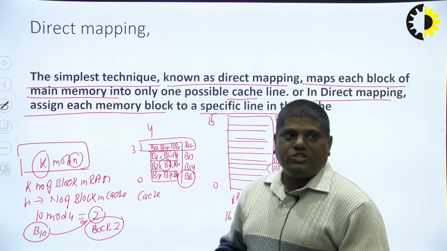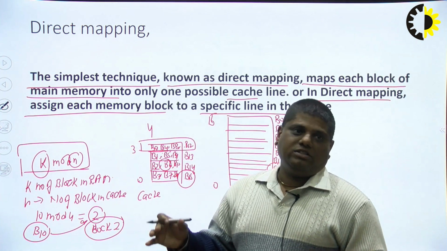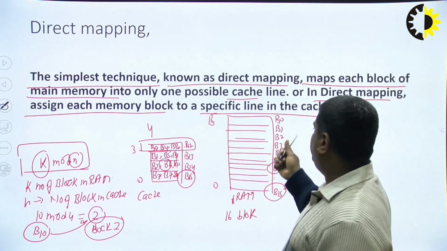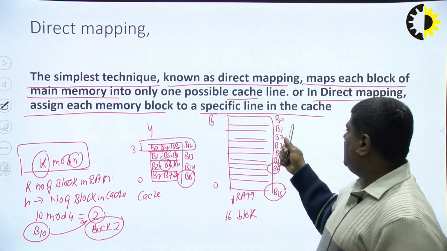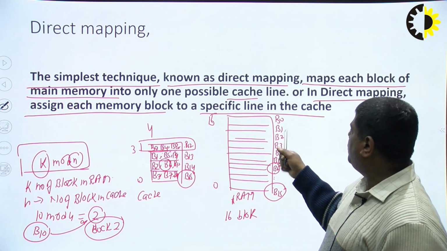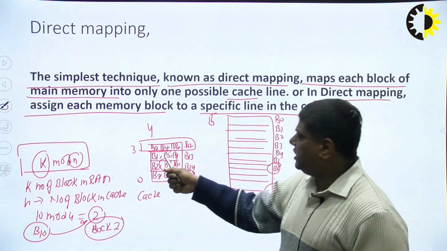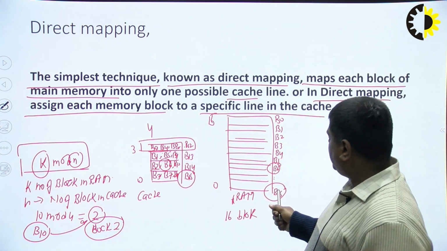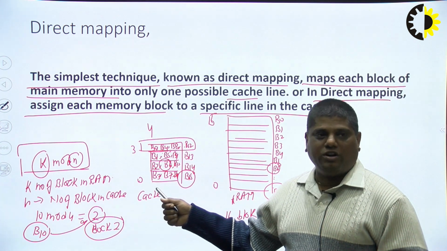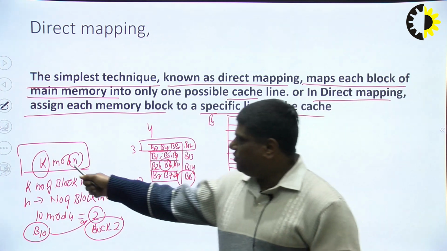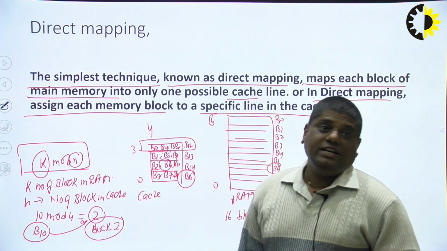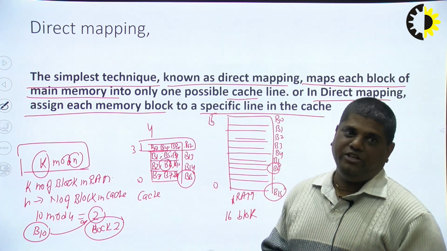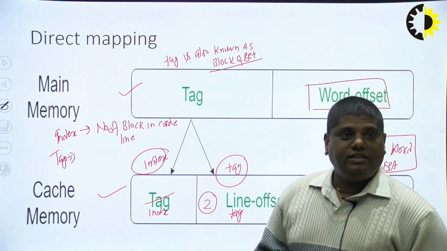This is the simplest technique by which the blocks of the main memory are mapped into the cache memory. Taking a very simple example, block B1 of the RAM is placed in cache block B1. Similarly, block number 15 is placed in block number 3. With the help of this formula, we can find the position of every block of the RAM in the cache.